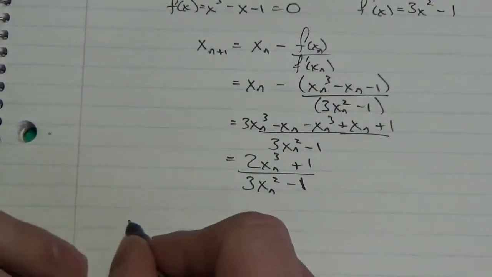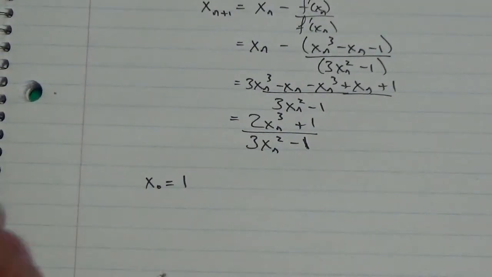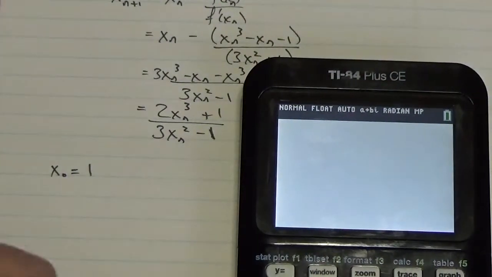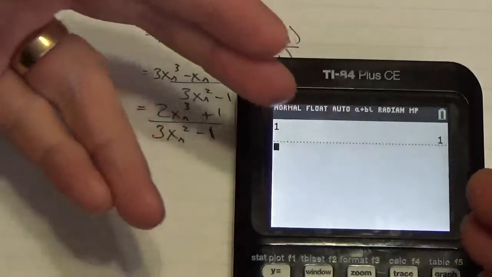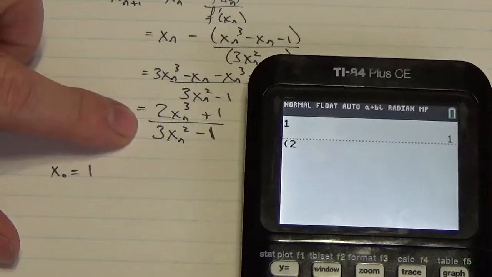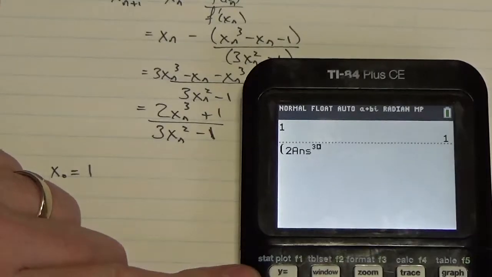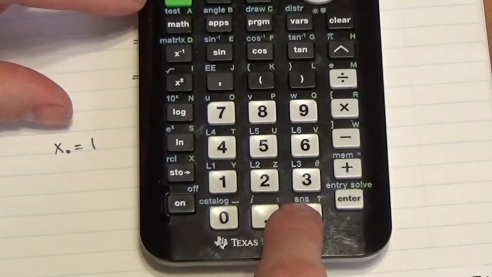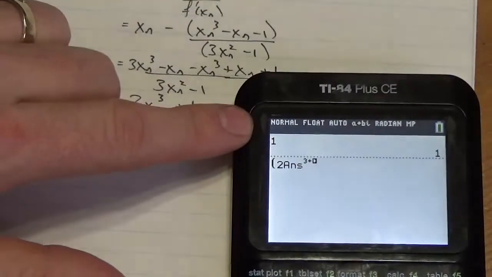Now, let's say that we start with x naught equal to 1. I'm going to show you how you might do this on your calculator here. I'm just going to put 1 in as my answer, and so this is now in the calculator's memory. Now I put parentheses here. This is going to be 2 times my answer cubed, and remember that for answer I am using second, the negative symbol right there. So 2 times my answer cubed plus 1.